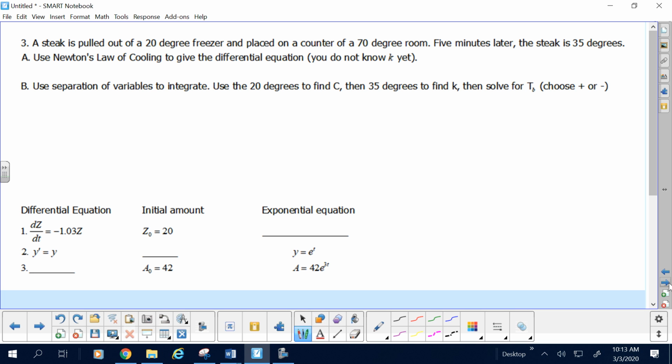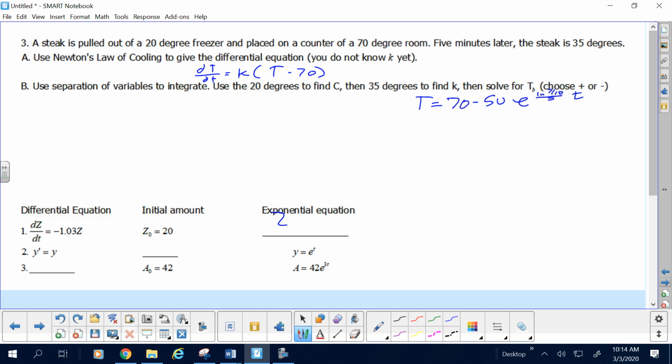All right. Did you get the correct differential equation? dT/dt is K times the temperature of the steak minus 70. Yes. Now when you separate the variables and integrate, the temperature of the steak is 70 minus 50 e to the log of 7/10 over 5 t, or something mathematically equivalent. You might have to go over that.